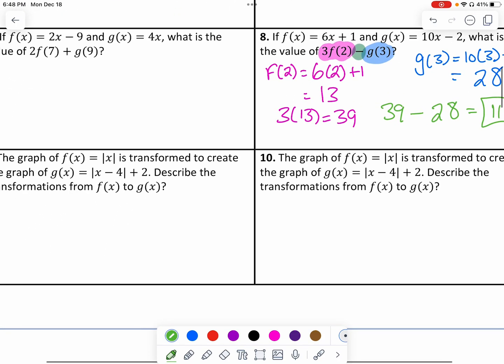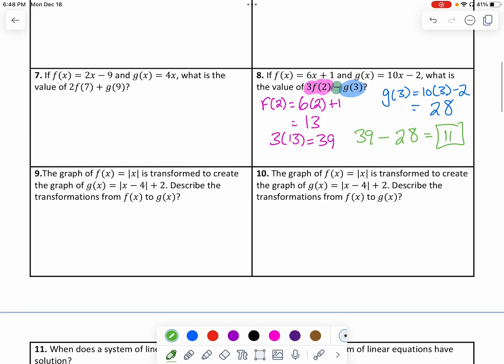Now, number 9 and 10, I realize that they are the same question, and I don't know why they are. So yeah, those are the same. But this is going back to transformations, and we've talked about transformations several times. We talked about them whenever we talk about absolute values, whenever we talked about quadratics, and we're going to talk about them some more after winter break, because they are going to be the same for any function no matter what. So let's go ahead and start.